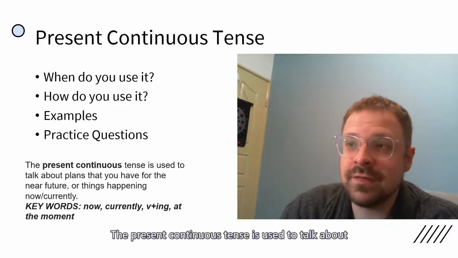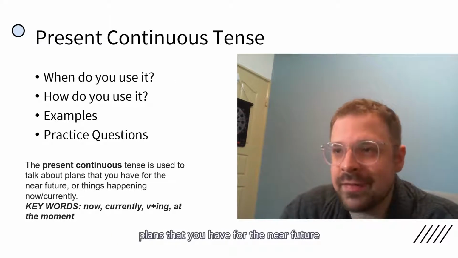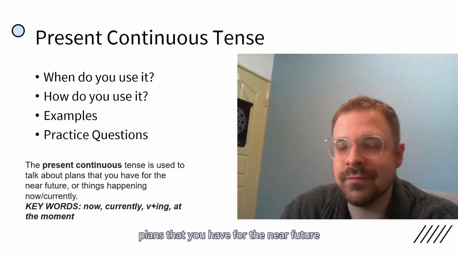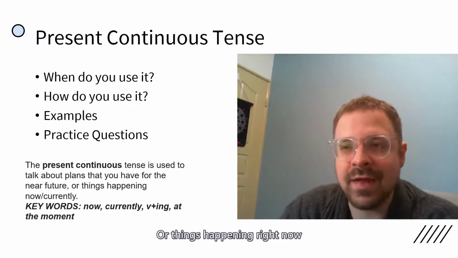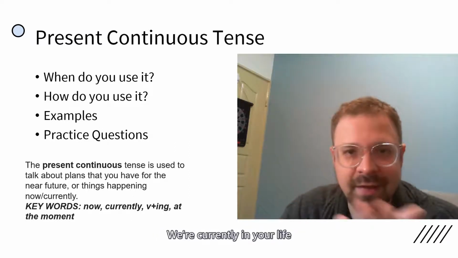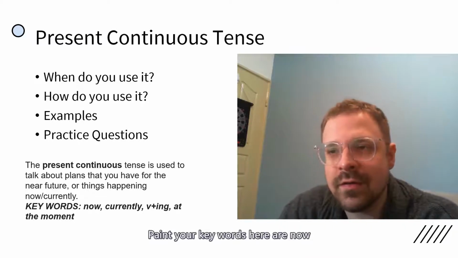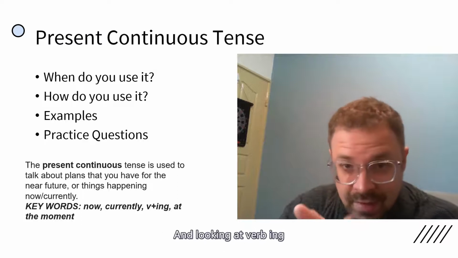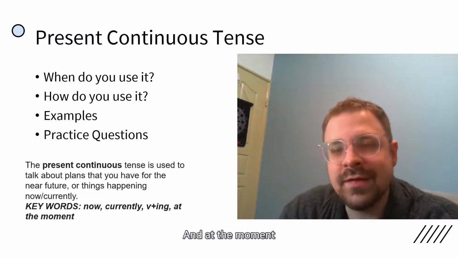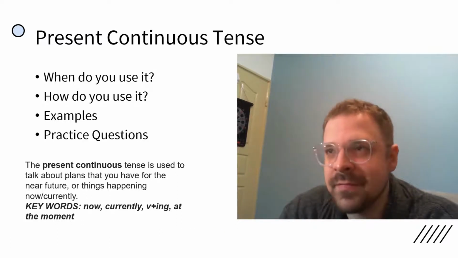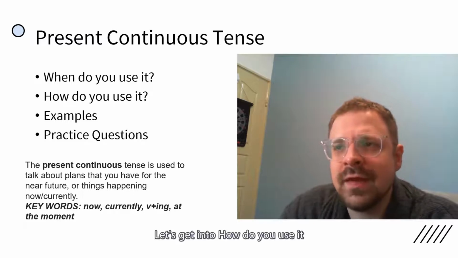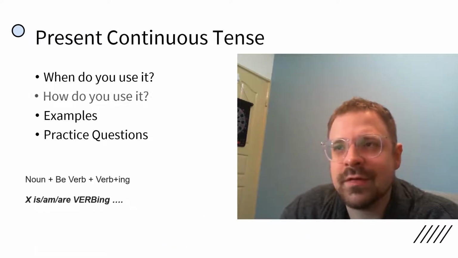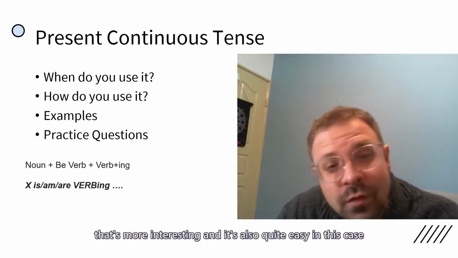The present continuous tense is used to talk about plans that you have for the near future, or things happening right now or currently in your life. Okay, your key words here are now, currently, and looking at verb INGs, and at the moment. Okay, so let's get into how do you use it, because that's more interesting, and it's also quite easy in this case.